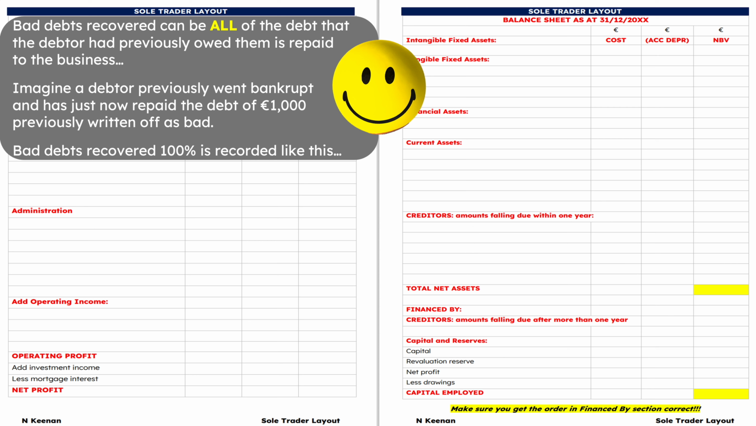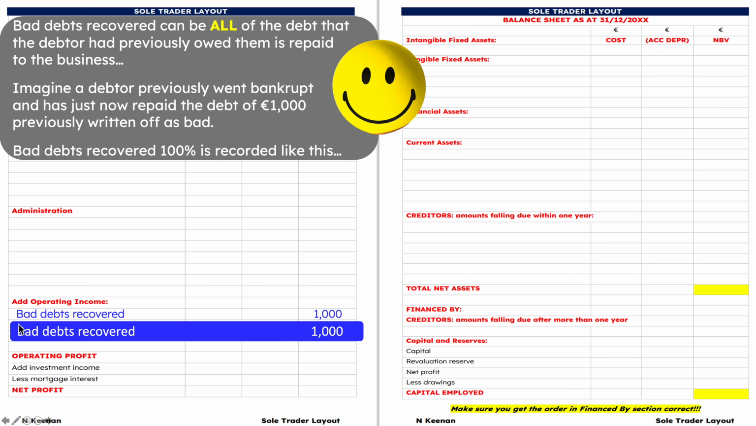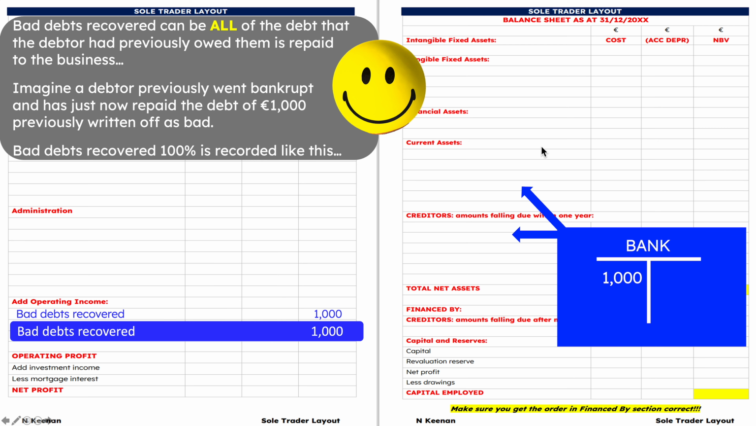Bad debts recovered can be all of the debt that the debtor had previously owed them is repaid to the business. So imagine a debtor previously went bankrupt and has just now repaid the debt of €1,000 previously written off as bad. Bad debts recovered 100% is recorded like this. So this is a good situation. So we've got bad debts recovered here under add operating income, and we have €1,000 coming into the bank.